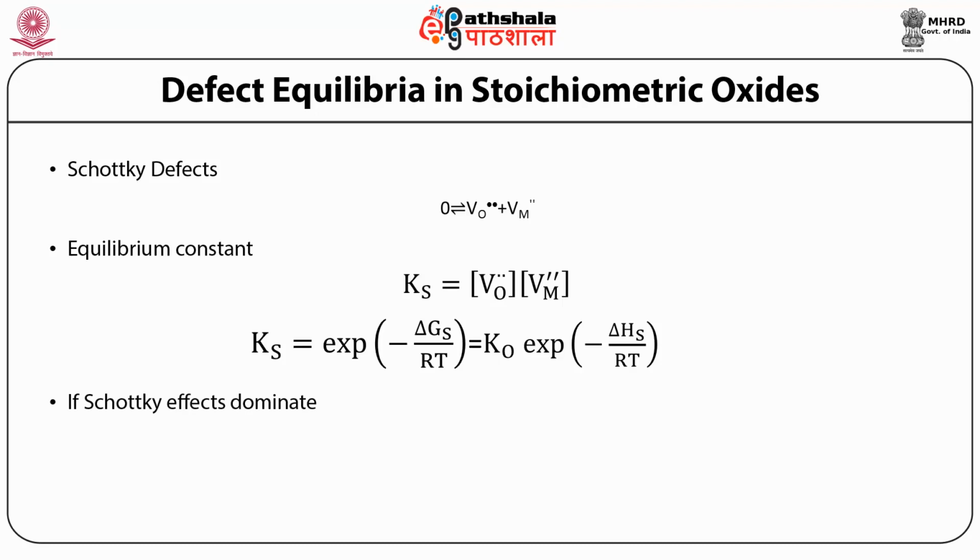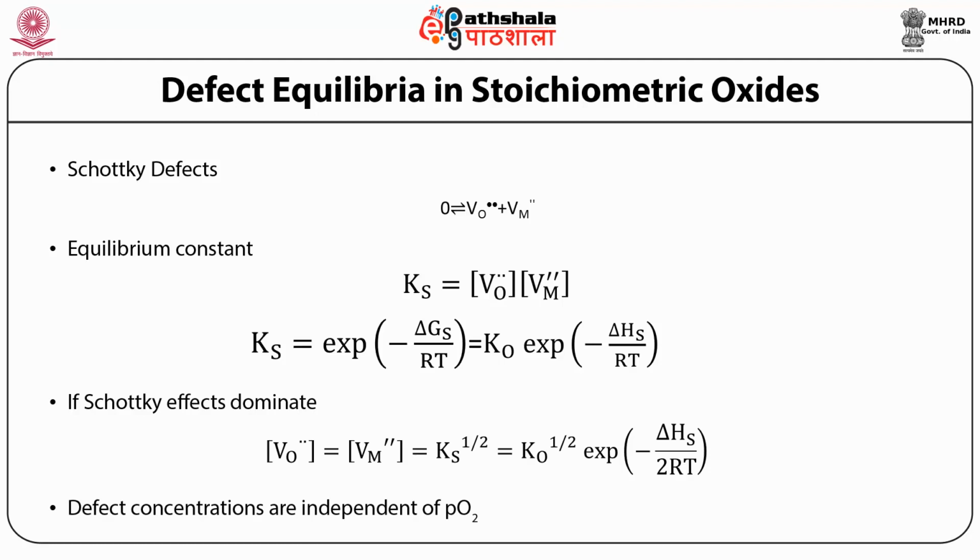So if Schottky defects dominate, then the concentration of VO double dot is equal to the concentration of VM double prime, which is equal to Ks to the power 1 by 2, which comes out to be K naught to the power 1 by 2 exponential of minus delta Hs by 2RT. Here one can see that the defect concentrations are independent of oxygen.